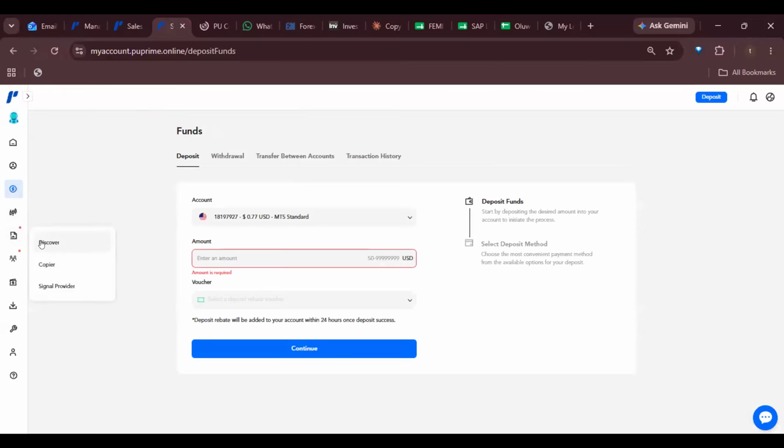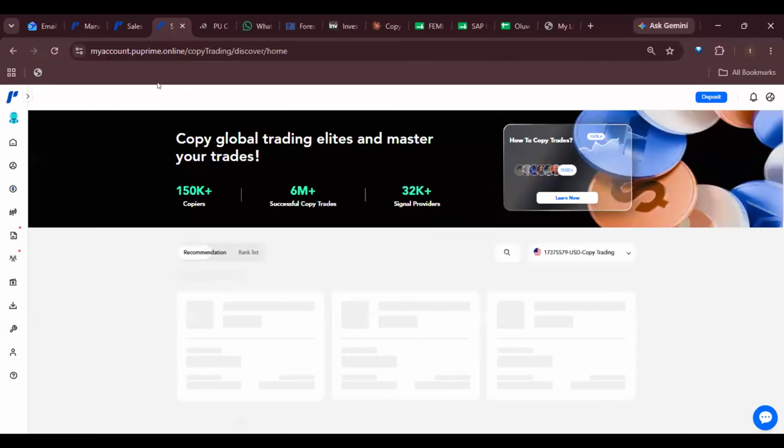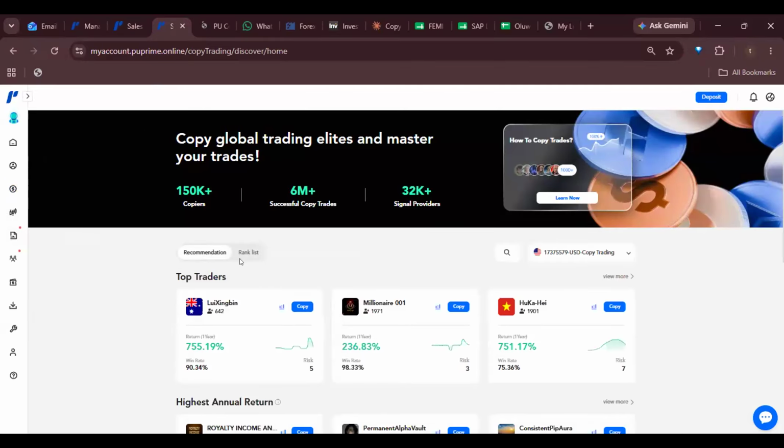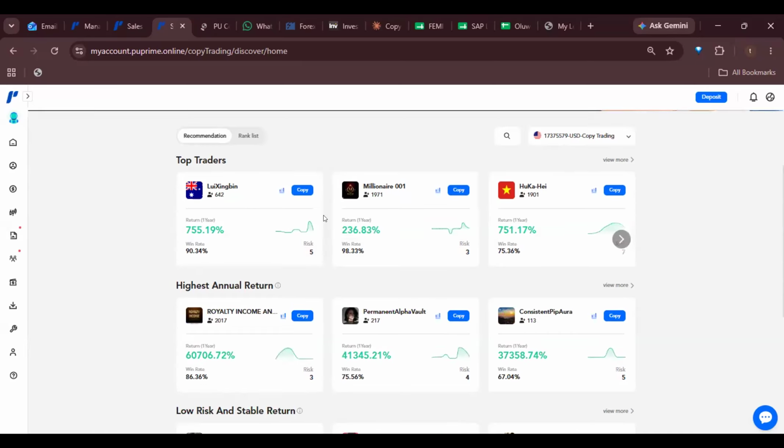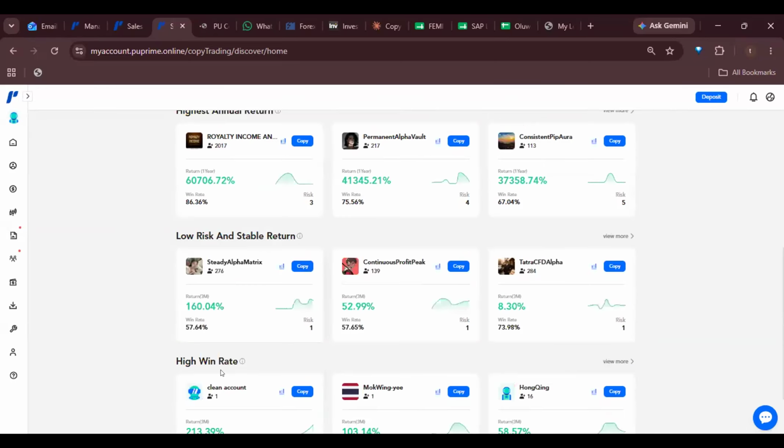So now this is Discover for copy trading. So I just come to Discover. Having clicked on Discover this way, just like Henry said, you have some people on spotlight. All these are actually on the spotlight. You have top traders, you have highest annual return, you have low risk with stable return, and people with high win rates.